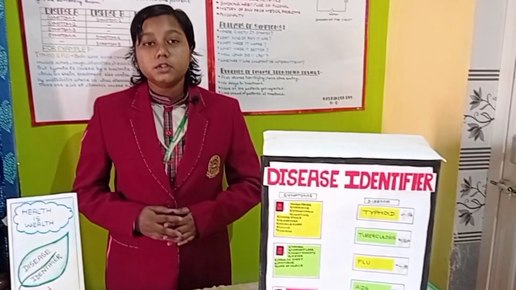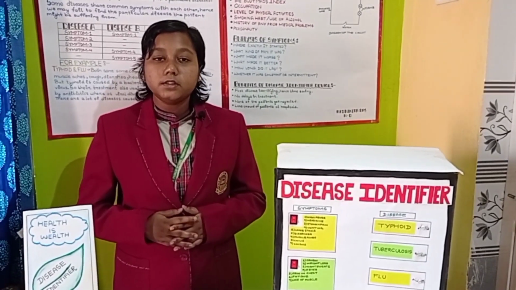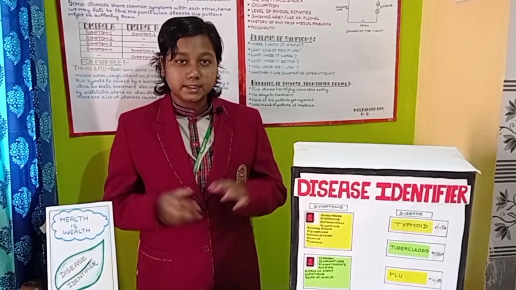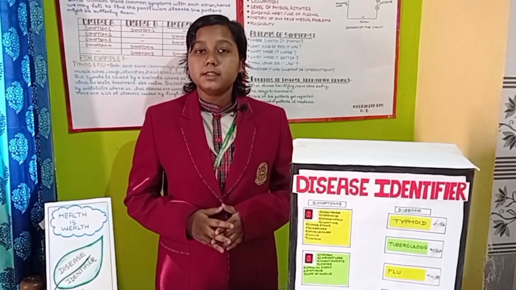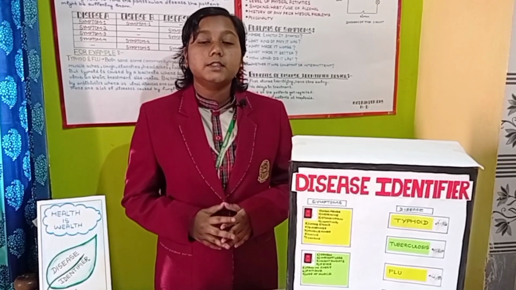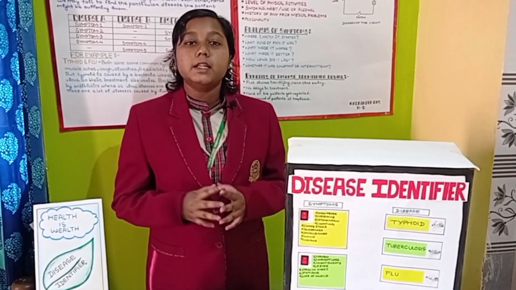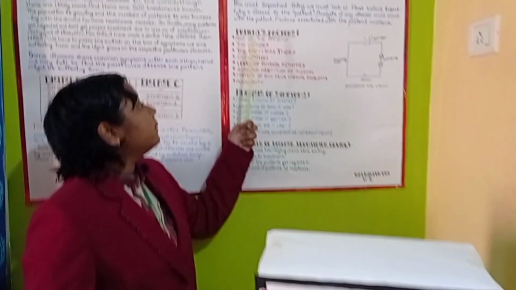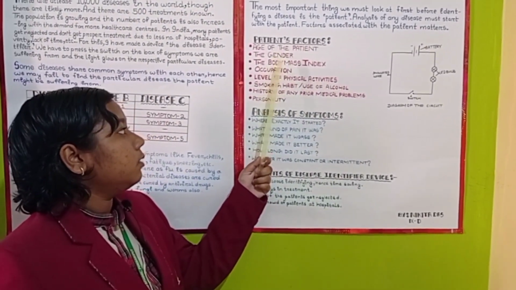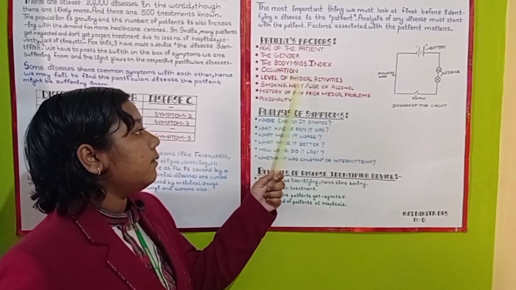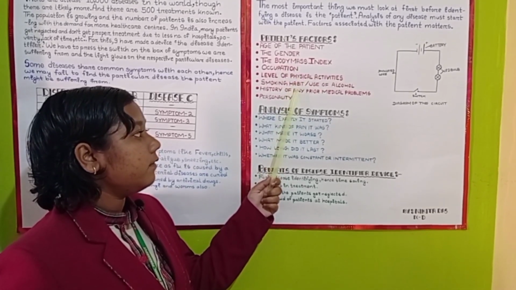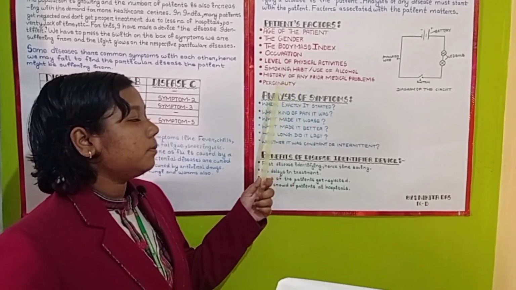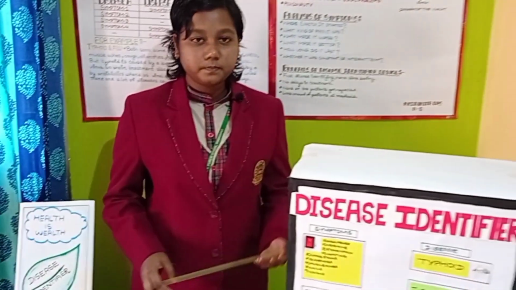For this, the most important thing that we must look at first is the patient. Analysis of any symptom must start with the patient. Factors related to the patient matter. So what are the few things that we must look at first before making any sense of symptoms in that person? These are the age of the patient, the gender, the body mass index, occupation, level of physical activity, smoking habit or use of alcohol, history of any prior medical problems, and even the personality of that patient matters.